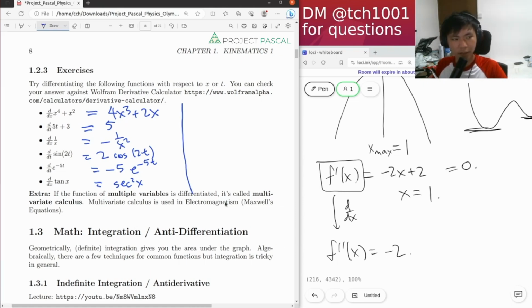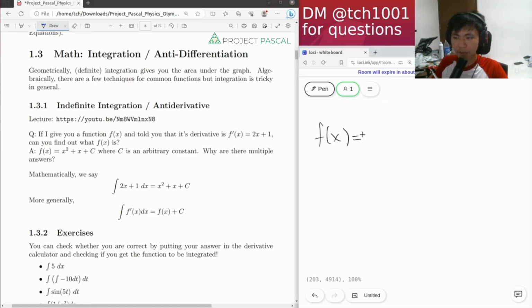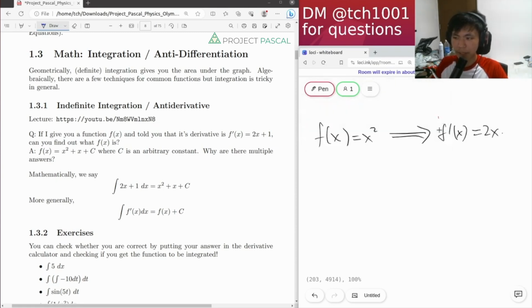Now that I've covered the concept of differentiation, let's talk about integration. So integration is the opposite procedure of differentiation. That means if I give you f(x) = x^2, and you calculate the derivative of it to be 2x, then integration is going the other way around, in that I give you the derivative of a function and I want you to recover the original function.